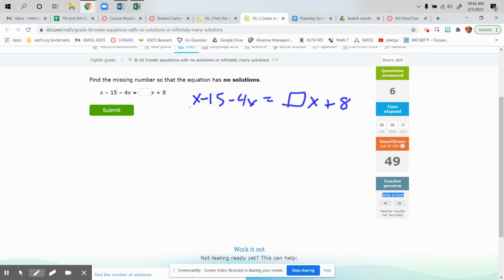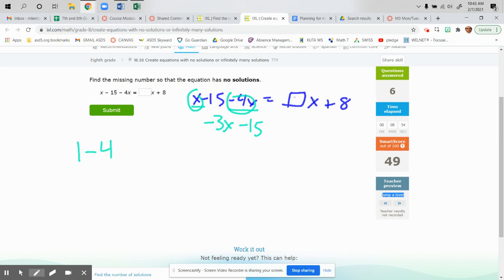Let me switch colors. X, which is a positive, minus 4x. So x means 1 minus 4. What's 1 minus 4? -3. So really, we combined this and this. Sorry, my computer's slow, so it looks weird. There we go. So all of this stuff over here shrinks down to -3x minus 15.